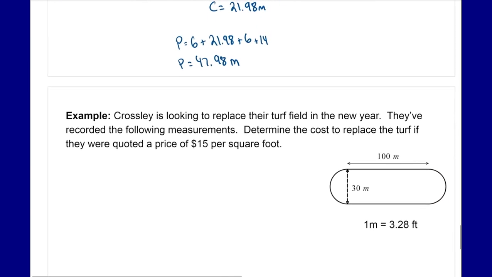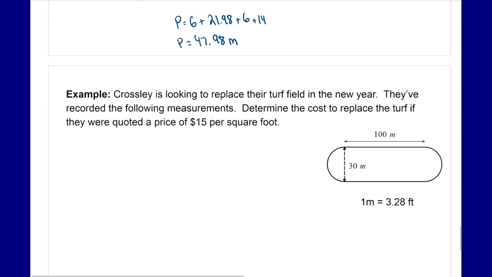The last question is more of a word problem. Crosley is looking to replace their turf field in the new year. They've recorded the following measurements. Determine the cost to replace the turf if they were quoted a price of $15 per square foot. A couple things we need to note. They're replacing the turf, so that is the entire area on the inside. The turf is the fake grass. If you're not sure what turf means, it's the fake grass. So it's the entire portion on the inside, which means we are finding the area.